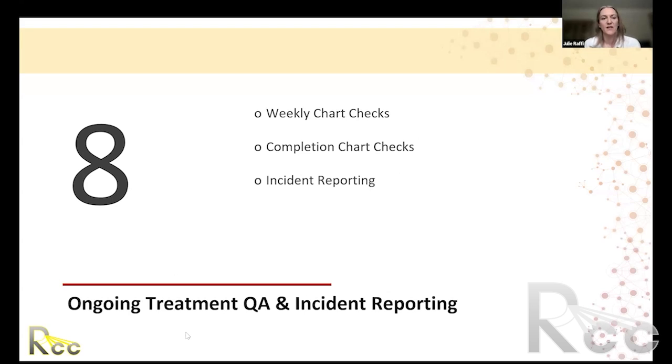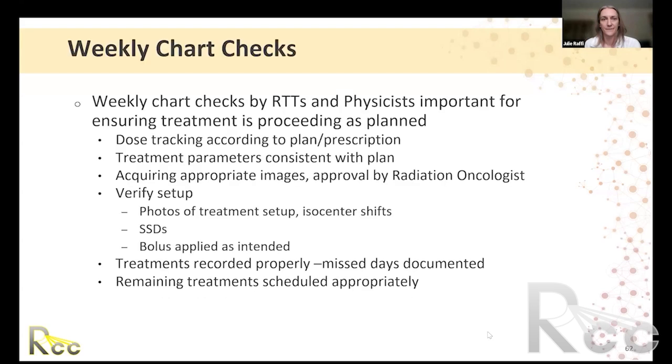So number 8 is ongoing treatment QA and incident reporting. Weekly chart checks are another important part of QA and program management. Weekly chart checks by therapists and by physicists are important to make sure that treatment is proceeding as planned. Some of the things being checked are making sure that the dose is tracking according to your plan and prescription.